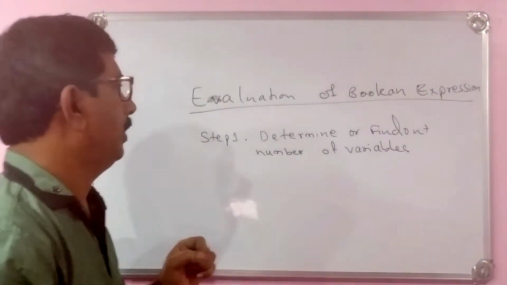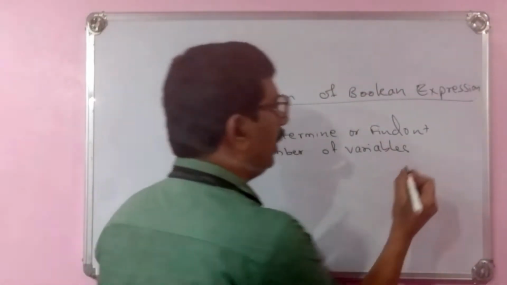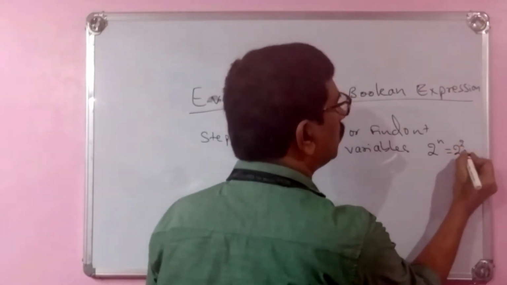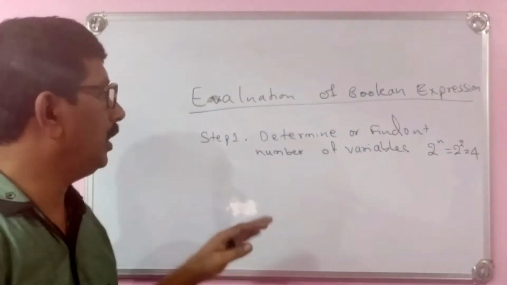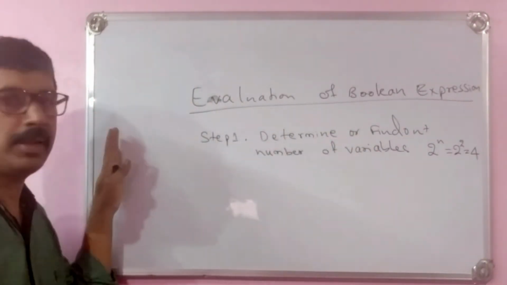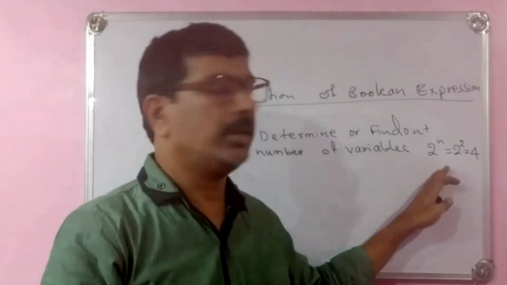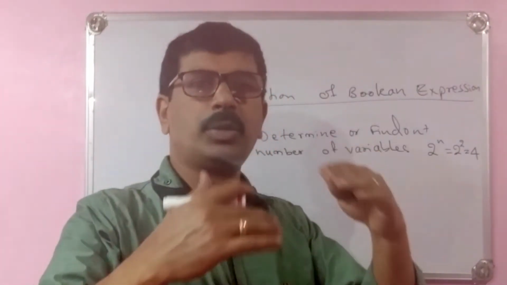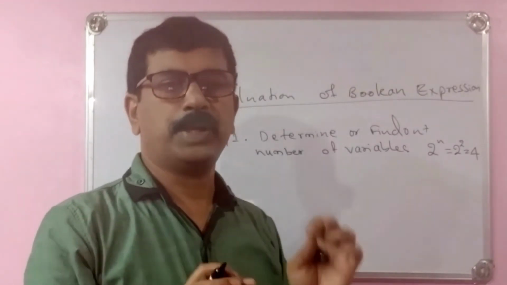That is step 1. For example, if there are two variables, then we take 2 raised to n, that is 2 raised to 2, so we have to take 4 rows. If you take x as one variable and y as another variable, then 2 raised to 2 is 4, so we take 4 rows to solve the expression. That is the concept of step 1.